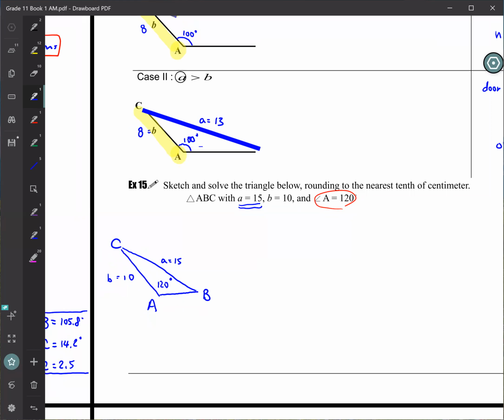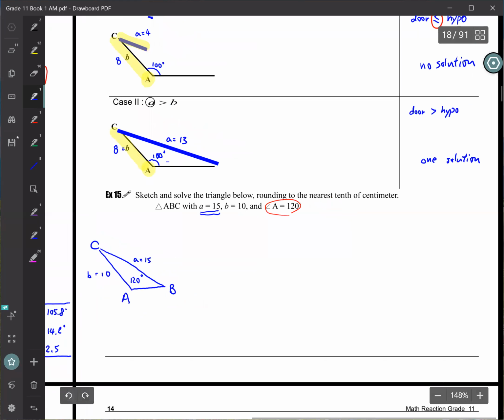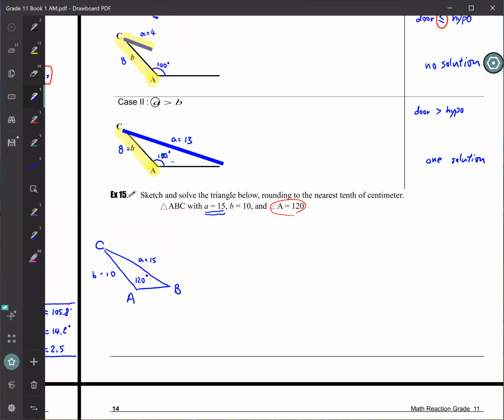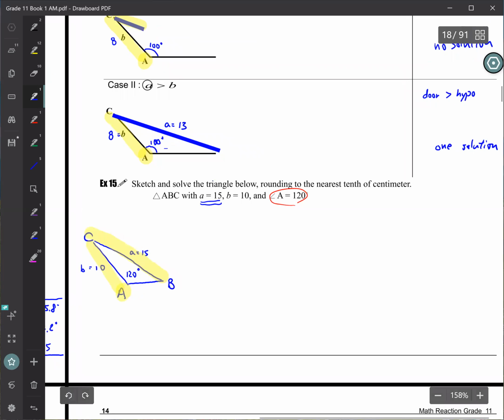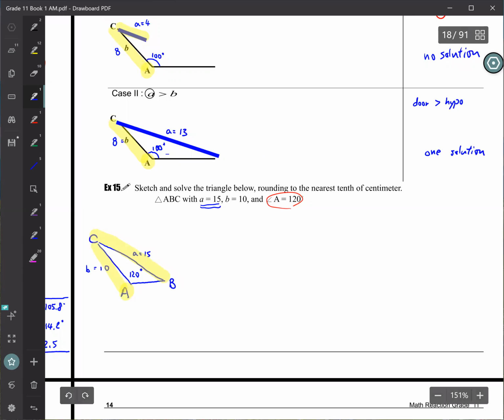Once you got here, then you can start to do the solving. We have 3 missing things. This one is given, this is a side. So the 3 missing parts, what are they, Eric? What are the 3 missing parts? Angle B, C, and side C. Yeah. Because it's unique, we just apply the sine law, since one solution means unique.